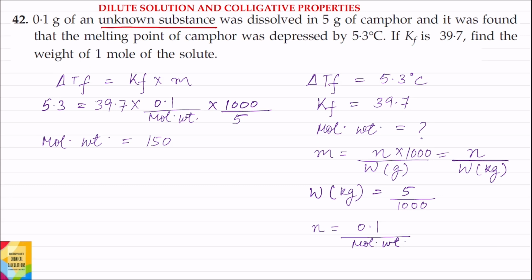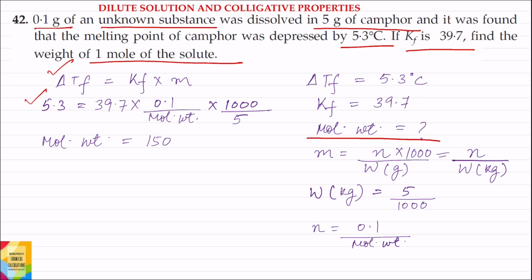Unknown substance whose weight is 0.1 gram is dissolved in 5 gram of camphor. Here the solvent is camphor, and melting point of camphor was depressed by 5.3 degrees centigrade, which means the value of delta Tf will be 5.3 degrees centigrade. Value of Kf is given as 39.7. We have to find the weight of 1 mole of the solute. Weight of 1 mole of solute means we have to find the molecular weight of the solute.